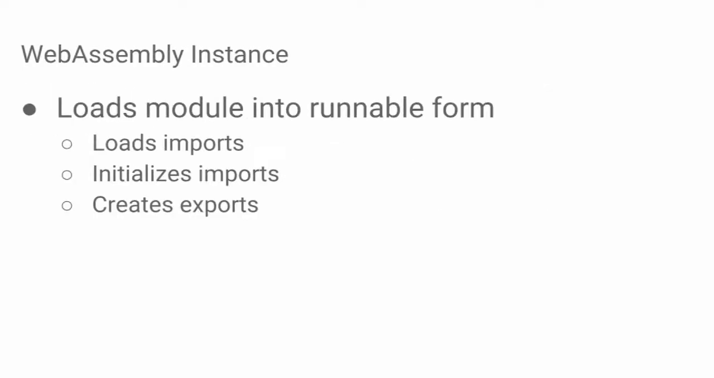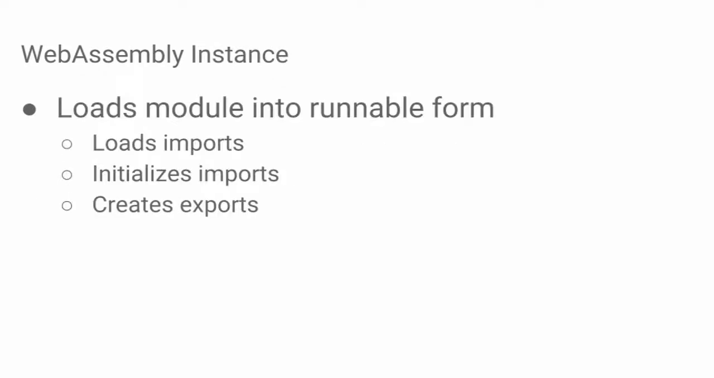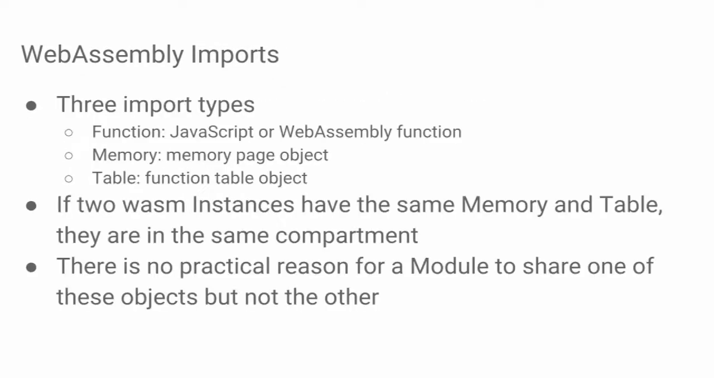So what happens now that you've got this binary format loaded into the module? Well, now you actually have to run it, and you need certain properties to run it. You do this using an instance. So what does this instance object actually do? Well, it starts off by doing imports, and then it initializes the imports, and then it creates the exports.